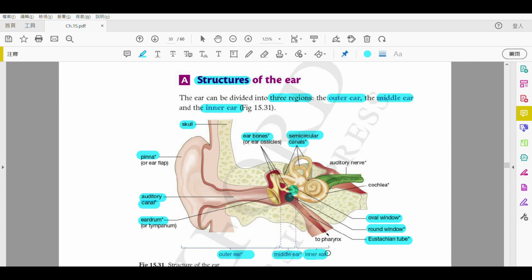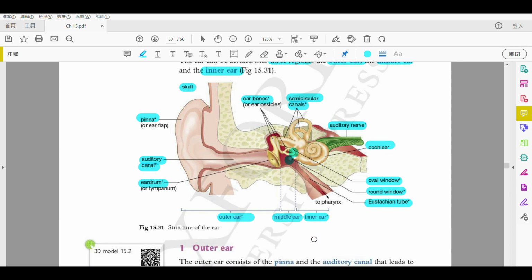And last but not least, that would be the inner ear, including the auditory nerve and cochlea. So let's read after me one more time. Pinna, auditory canal, eardrum, ear bones, semicircular canals, oval window, round window, eustachian tube, auditory nerve, cochlea.